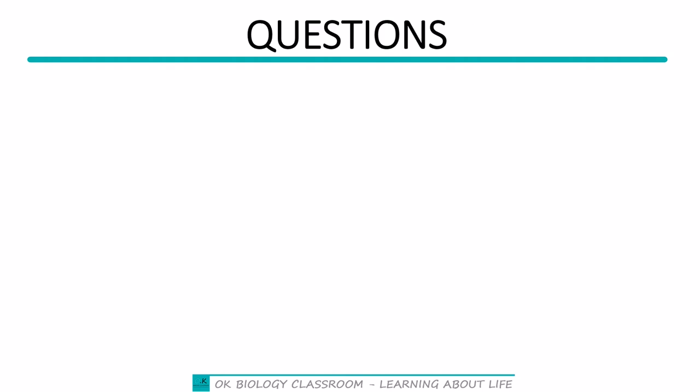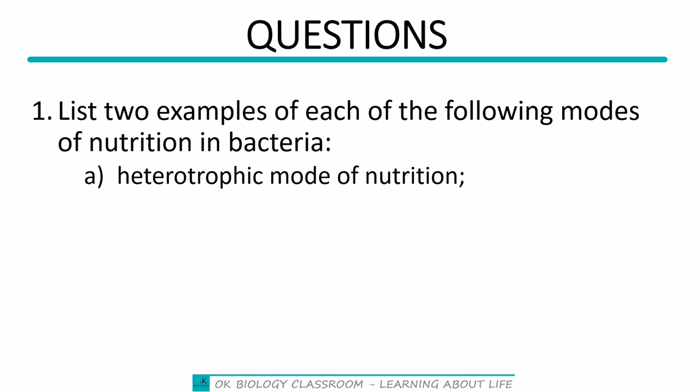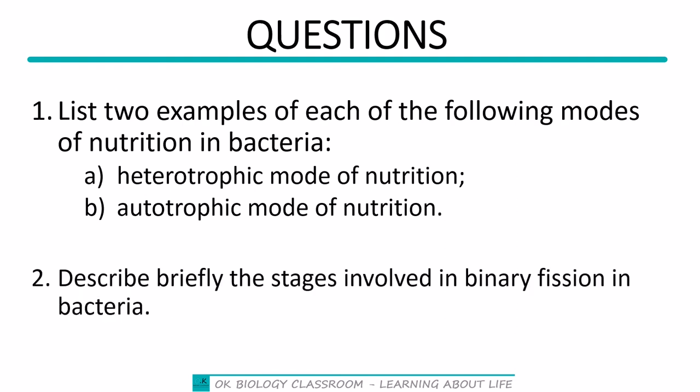Okay, so let's try these questions before we end our lesson for today. You are to list 2 examples of each of the following modes of nutrition in bacteria. A is heterotrophic mode of nutrition. B, autotrophic mode of nutrition. Then the last question, describe briefly the stages involved in binary fission in bacteria.